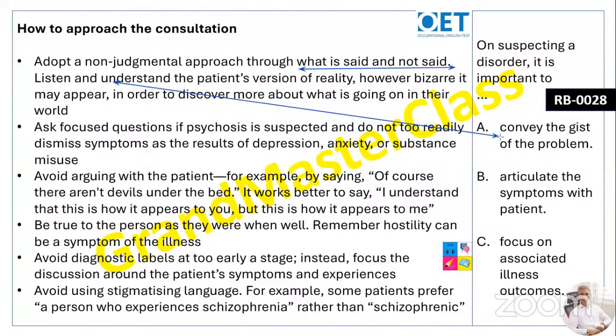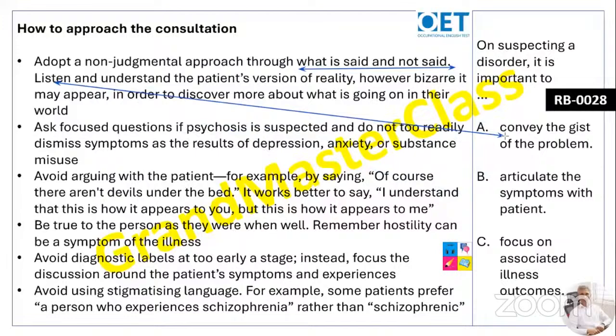In the first one, A, convey the gist of the problem. There is no listening and understanding here. But here, articulate the symptoms with the patient. That means you are listening to the symptoms told by him and the symptoms observed by you. Listen to the patient when he's telling about the symptoms. You are articulating, talking, discussing, negotiating, agreeing and disagreeing with him. All these things are there. So here the patient is included. In the first one, the patient is not included; only the doctor is there.